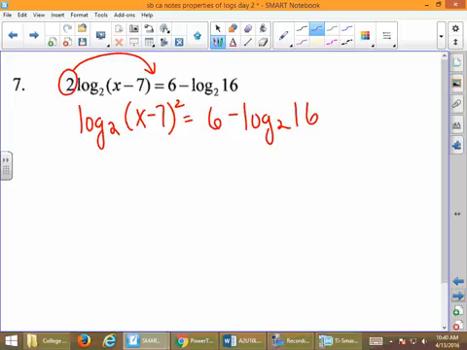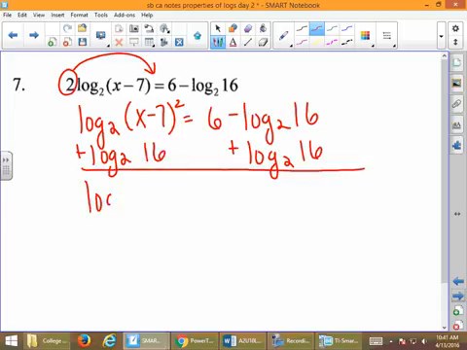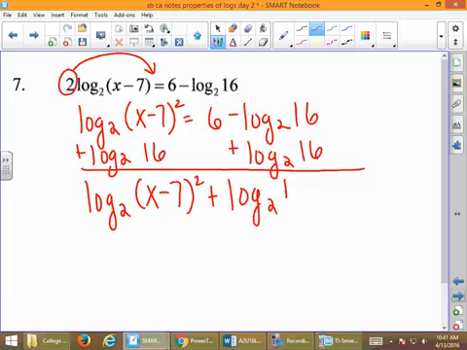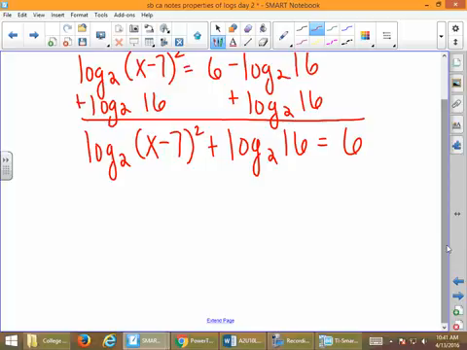Well, just like example 6, we have a logarithm on the left side and we have a logarithm on the right side. We need the logarithms on the same side. So let's move log base 2 of 16 over to the other side. And we get log base 2 of x minus 7 squared plus log base 2 of 16 equals 6. We have like bases. We have a plus in there, and that's going to be our property.